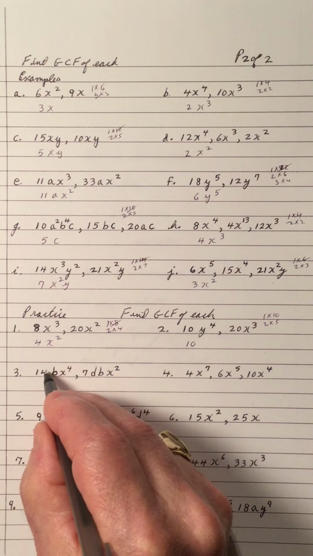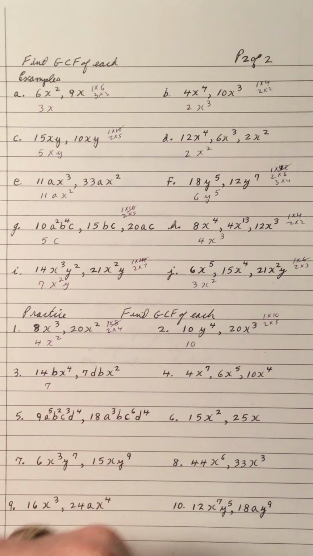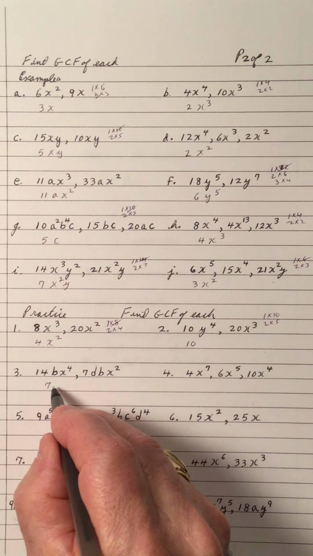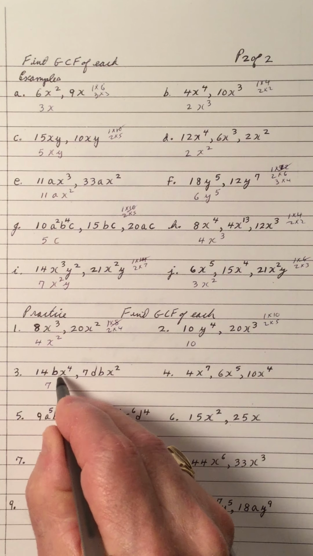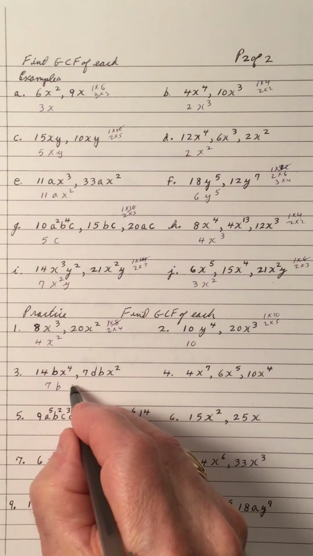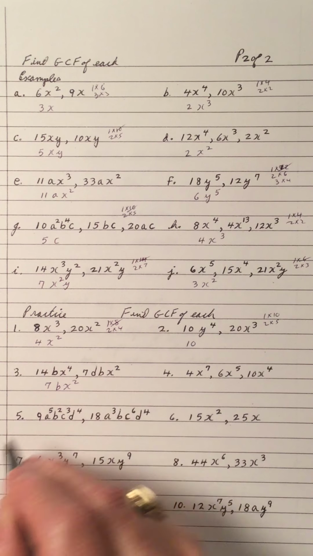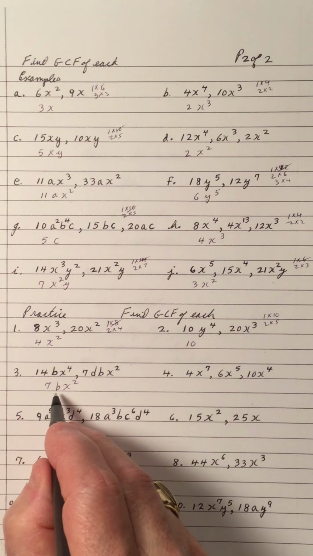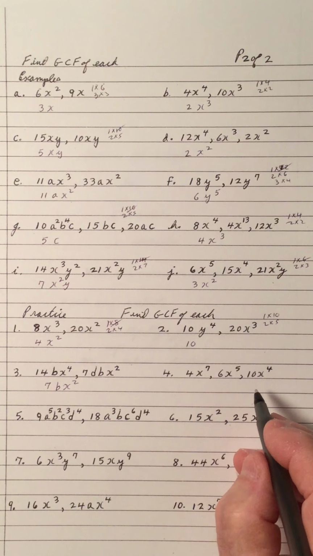If 7 wasn't common to 14, because 7 is prime, then the GCF would be just a 1. Is b common? Yes. Smallest exponent is a 1. Is x common? Yes. The smallest exponent is 2. So 7bx squared is the GCF.